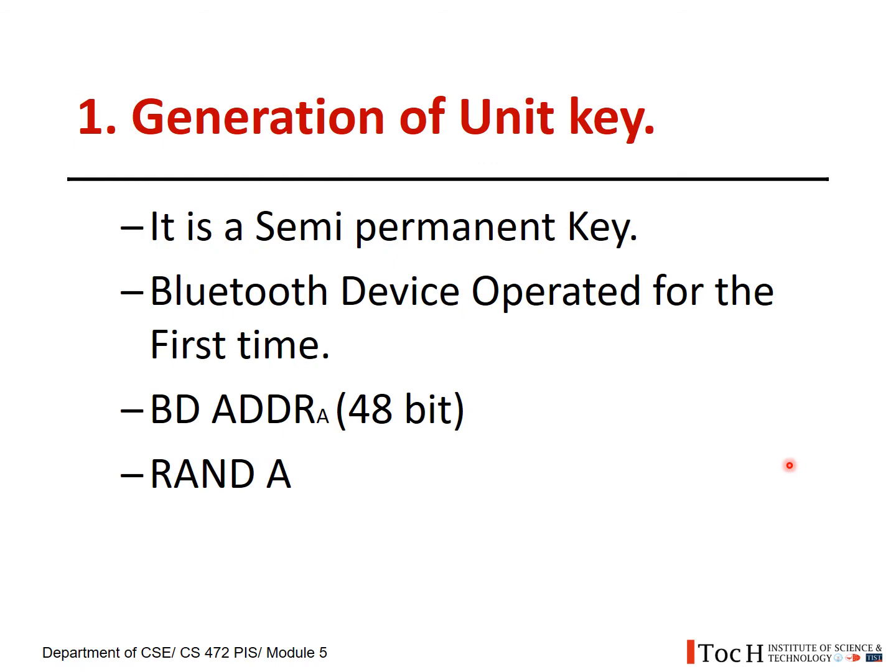Now we will see the various steps in detail. The first step is the generation of the unit key. Assume that A and B are the two communicating Bluetooth devices. The unit key is a semi-permanent key, which is generated when a Bluetooth device is operated for the first time. In this case, the unit key of A is generated by taking as inputs the Bluetooth device address of A and a random number generated by A.